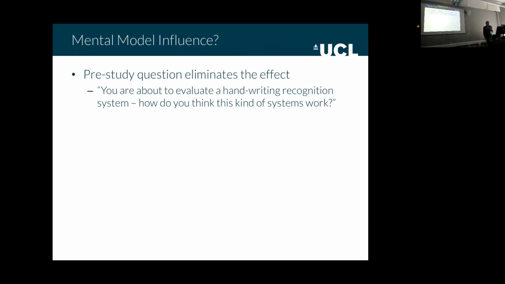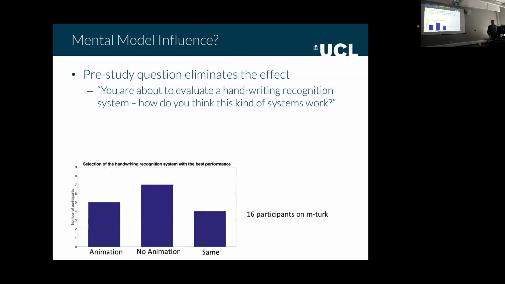So we found that it seems to be something to do with the mental model. Almost by chance, we noticed that if we ask an open-ended question before the task, we tell people, you're about to evaluate a handwriting recognition system. How do you think this kind of system works? And they had to write the answer in a text box. This was an online study. Then the effect goes away.